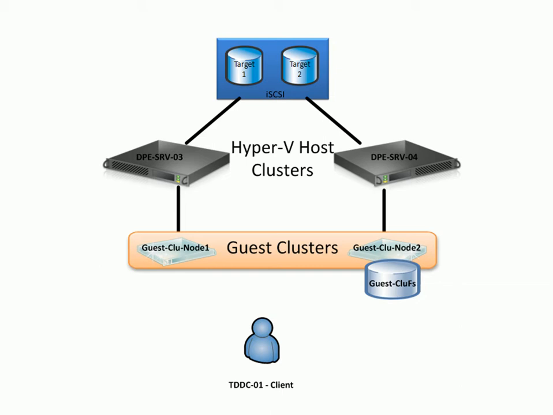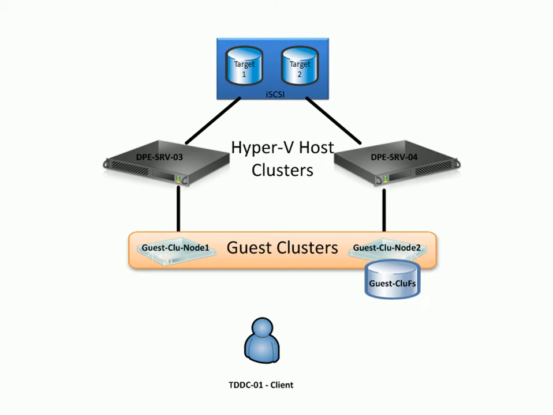Okay, so let's look at one of the cool scenarios that I could come up with. We've got the exact same infrastructure. We've got the Dell PowerEdge Server 3 and 4. These are my physical Hyper-V host clusters. They are running two virtual machines, guest cluster 1 and 2, and Node 2 currently has the guest cluster file share. So in this scenario, we're again going to be setting it up so that that client at the bottom is going to be actively copying data to the guest cluster.